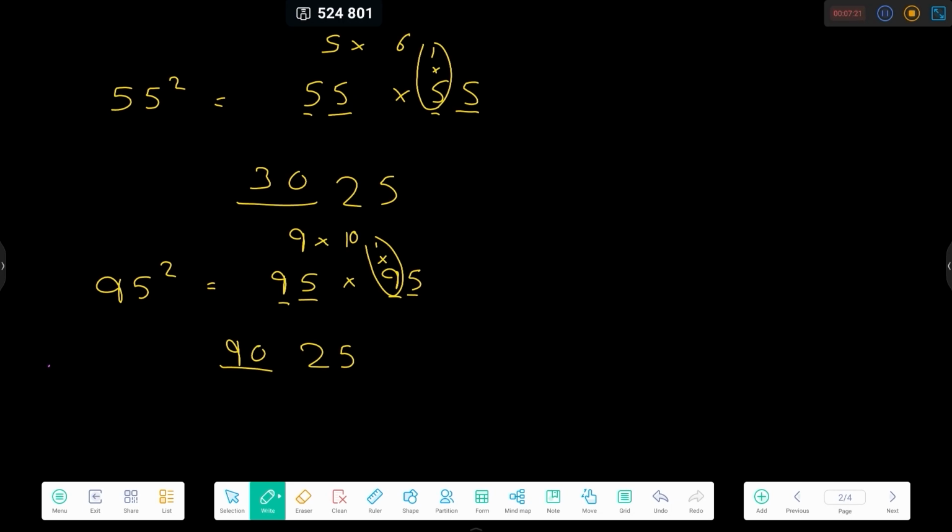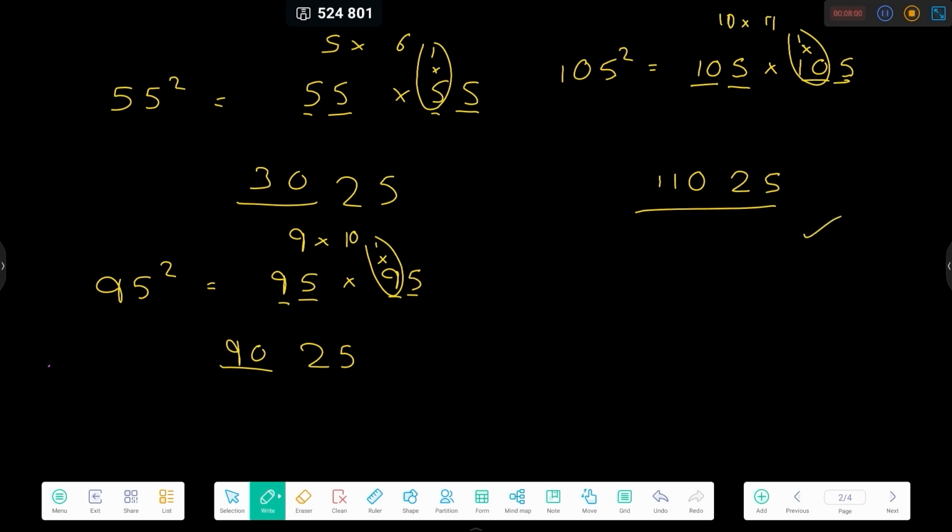Let's take an even bigger number, 105. 105 square is nothing but 105 into 105. Ones digit is multiplied. Ones digit is 5 into 5, which is 25. This time we'll take both the 10 and 10. So 10 into 10 plus 1. We'll take the remaining number, which is 10. So 10 plus 1 is 11. 11 into 10 gives you 110. So 11025 is the answer for 105 square.